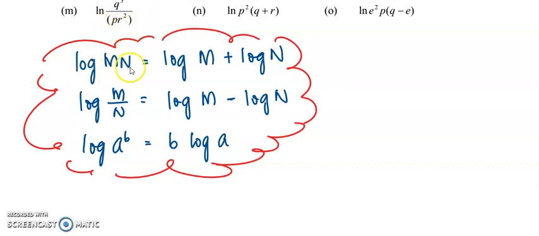The first one is log mn. If we have a multiplication of m and n inside the log, we can split them into log m plus log n, two separate terms. And if the operation is division, for example m over n, then we can split them into log m minus log n. The next one: if we have log a to the power of b, we can always move the b to the front, and now the b becomes the coefficient of the log, so we have b log a.